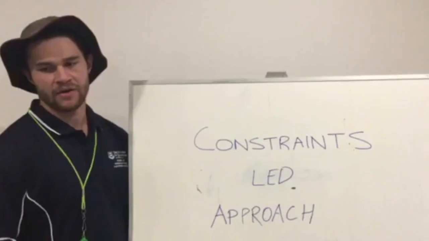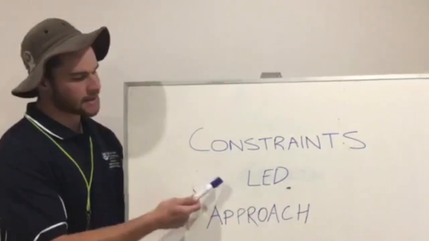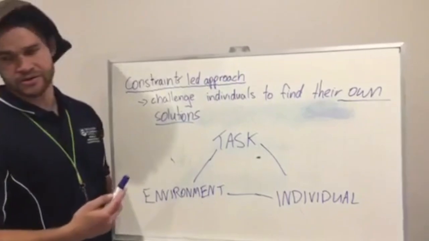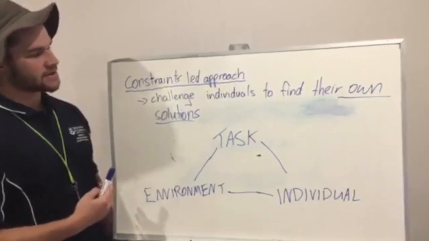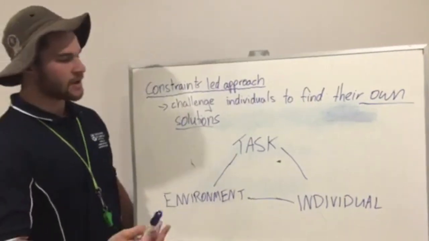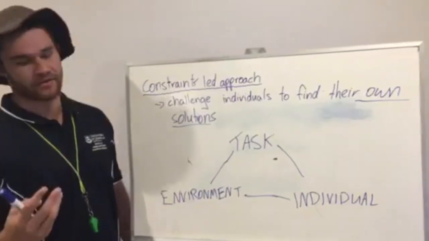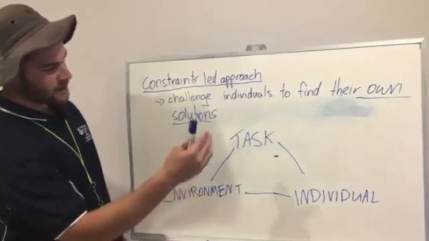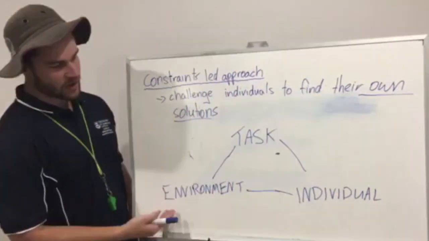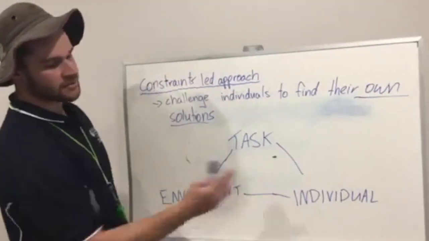So, Jack, for your kids at basketball, I want you to try and take a constraints-led approach. A constraints-led approach is where you apply boundaries to challenge the individuals to find their own solutions to their problem, rather than telling them what to do. The constraints can be manipulated by three components: the individual, the environment, and the task.